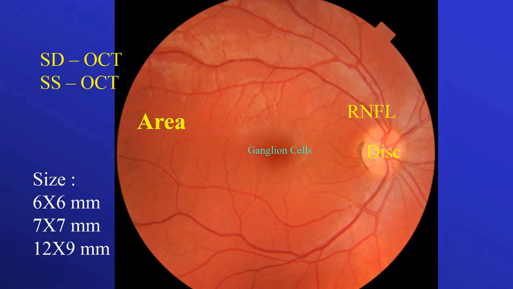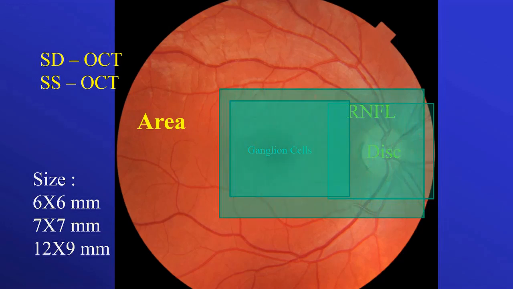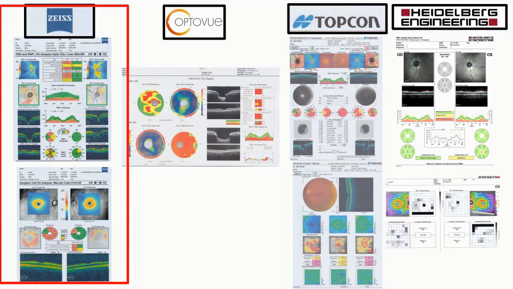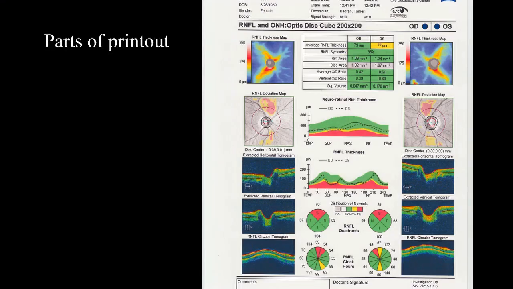The area examined can be 6 by 6 or 7 by 7, or recently it can be a wide area of 12 by 9 millimeters. So we start with the Zeiss. This is the printout.